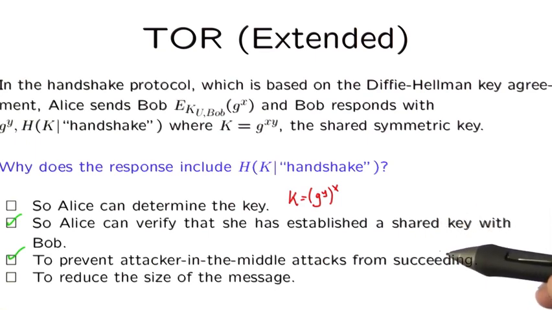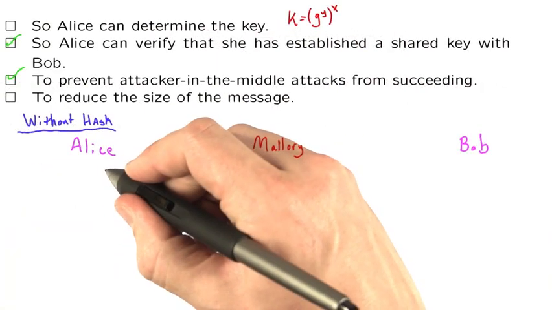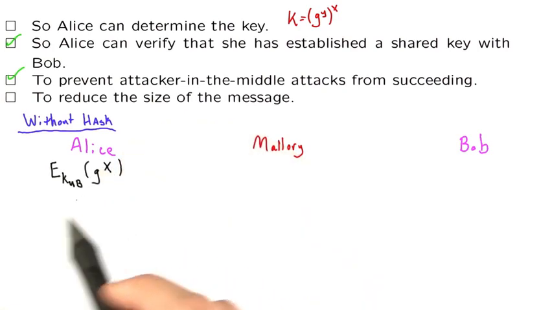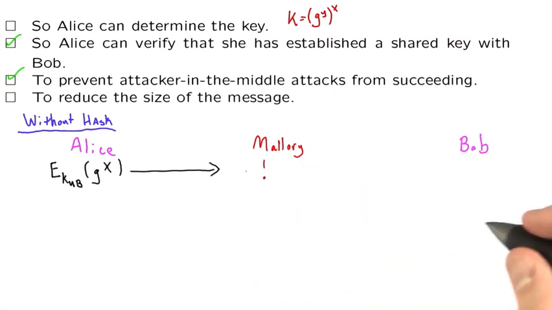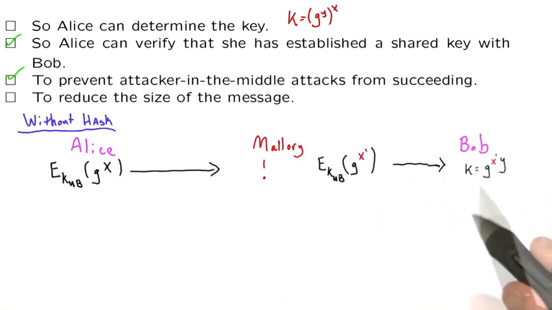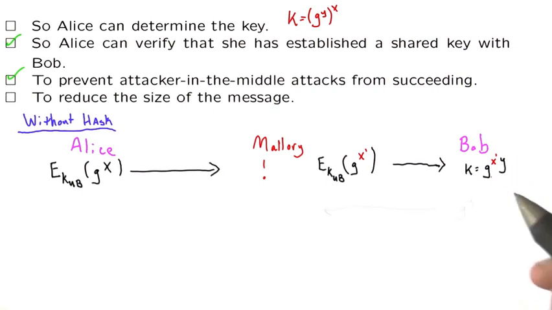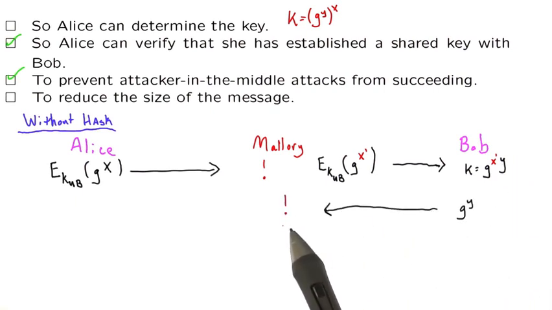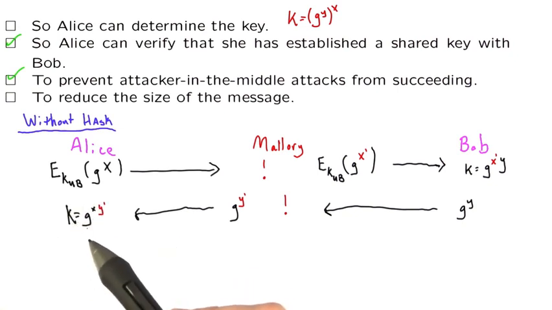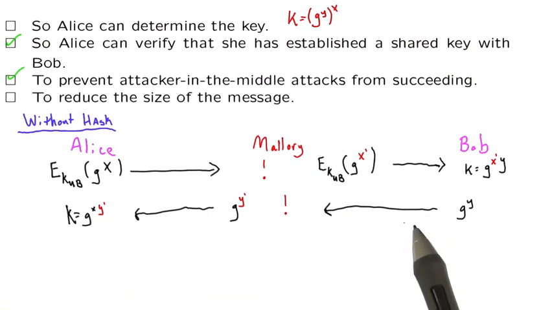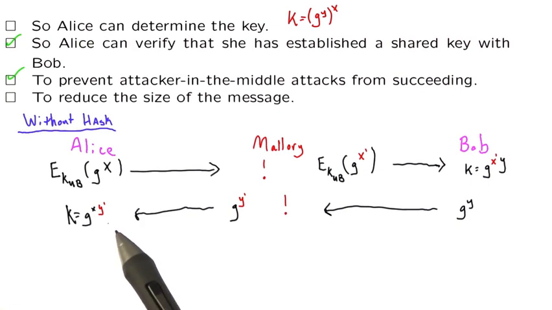To see why the second and third options are true, let's take a look at what could happen without including the hash. So Alice picks value x, calculates g of x, and encrypts g of x with Bob's public key. She then tries to send this to Bob. Mallory could intercept the message, and then send a different value to Bob. Bob would calculate the key, g of x prime y. Bob would then send g of y, which Mallory could intercept, and send a new value to Alice. Alice would then calculate a nonsense key and have no idea that the key that she's calculated is worthless. Adding the hash value of the key to this protocol allows Alice to verify that she has a valid key that came from Bob and not from some attacker in the middle.